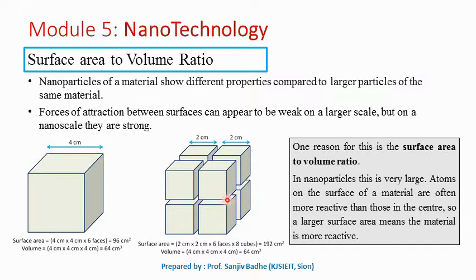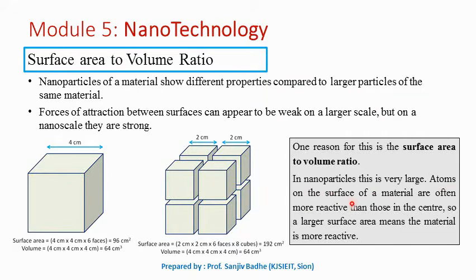So what we can notice from here is, if you reduce the size of the cubes, then surface area to volume ratio increases. 192 upon 64 will be large as compared to 96 upon 64. So surface area to volume ratio increases if you reduce the size of the particles.